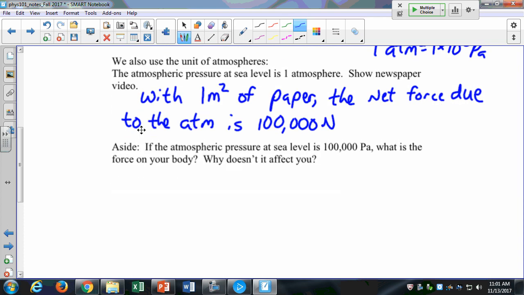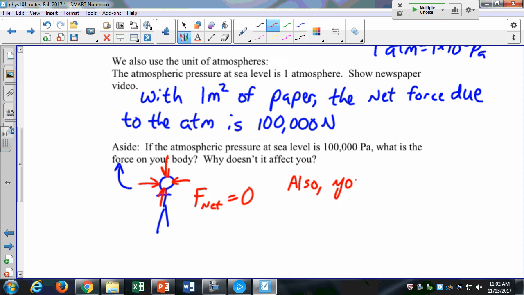If the atmospheric pressure at sea level is 100,000 pascals, like it is right here and right now, the net force on your body, if you imagine that you're sitting here, you have a force pushing down, but you also have the same force pushing up, because the atmosphere is pushing up on our chin as well. The net result is that the net force on your body is equal to 0.